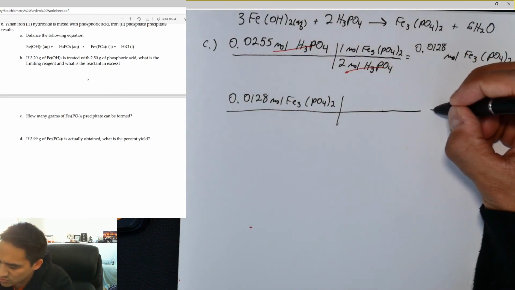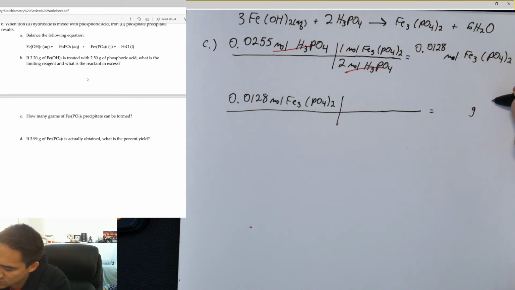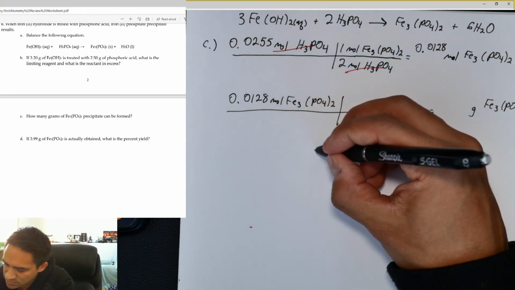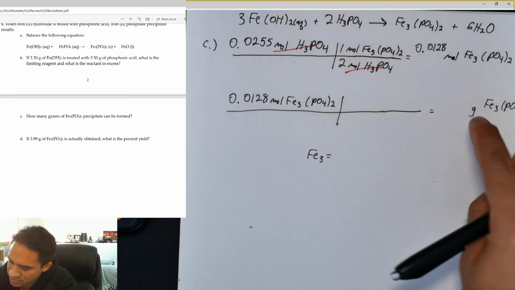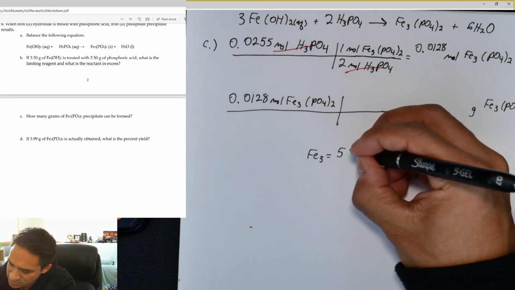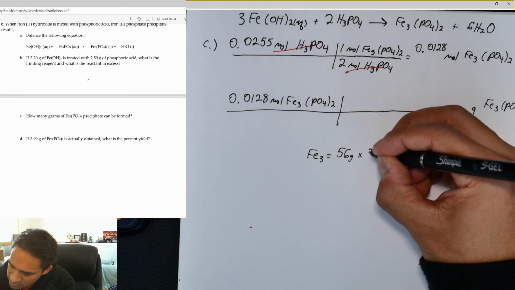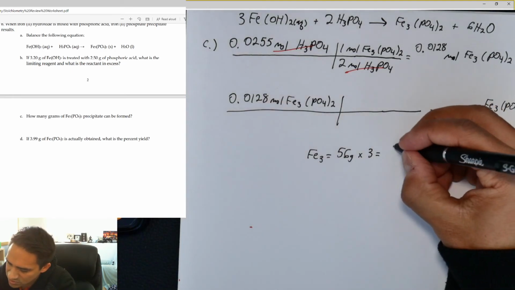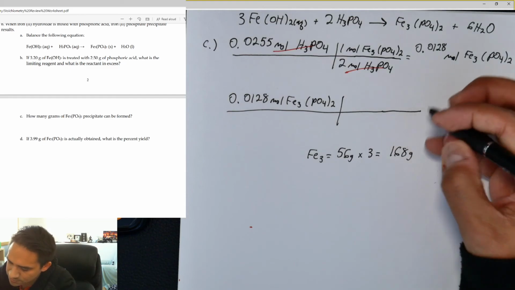And to do that, we're going to need to know the molar mass of this material, and I'm sure it's actually a pretty large number. So here we go. So Fe, and we have 3 of them. Okay, so that's 56 grams times by 3. Okay, so on my calculator, 56 times 3, that is 168 grams for the iron.